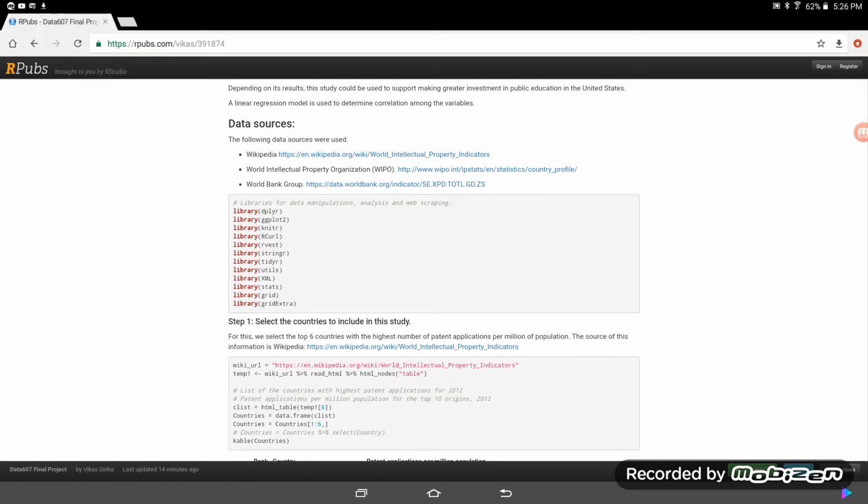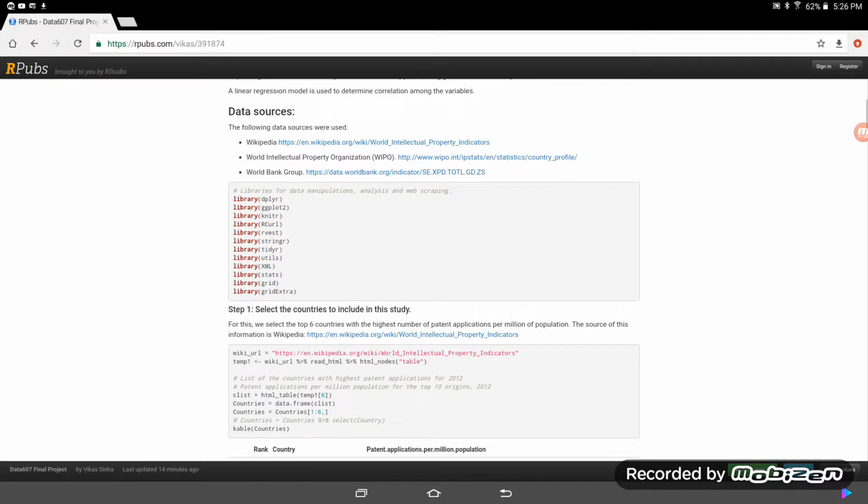The following data sources were used. I used Wikipedia for some preliminary information. I used the World Intellectual Property Organization for information on patents filed by each country. I used the World Bank Group site to find the public education expenditure information for each country. So let me go through the flow of this project and what it does.